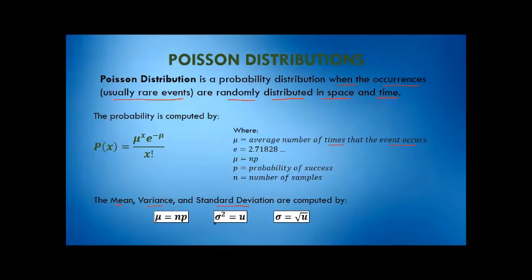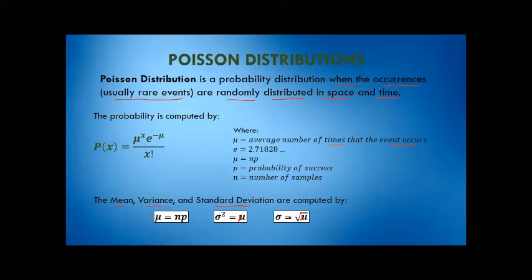This is the specific formula for Poisson distribution. So, mu or the mean is equivalent to n times p. So, binanggit na natin, n is the number of samples times the probability of success. Then variance, which is sigma squared, is also equivalent to mu or the mean. And then of course, sigma or the standard deviation is the square root of the variance. Dahil ang variance mo is mu, so square root of mu is the standard deviation.